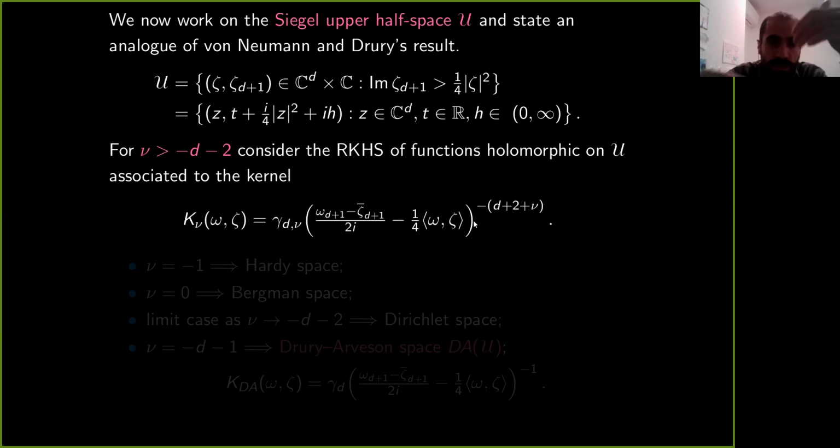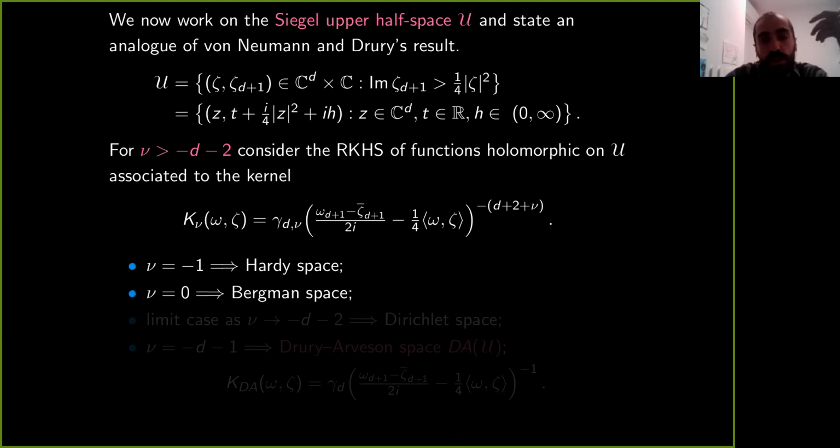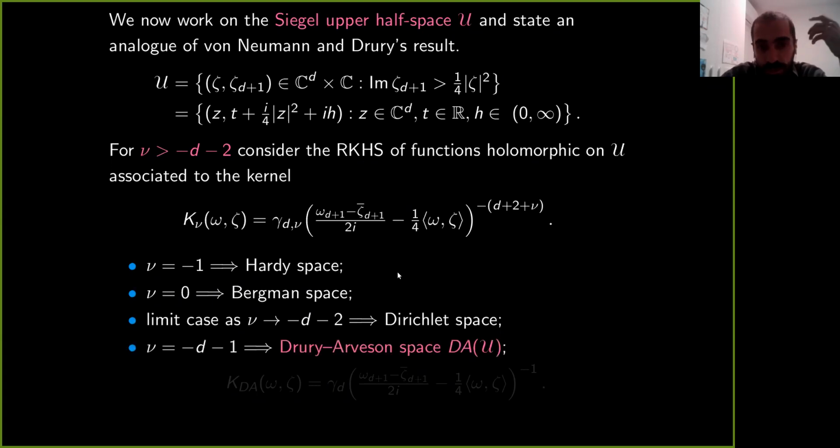So also in this setting, this family of spaces is not as well known as in the unit ball, but for sure the most classical spaces are well known, such as the Hardy space and the Bergman space. We actually studied, in my paper together with Arcozzi, Pelosi, and Salvatori, a little bit of the Drury-Arveson space in this setting, which corresponds also in this setting to the case nu equal to minus D minus 1. Okay, so this is the kernel we are interested in.